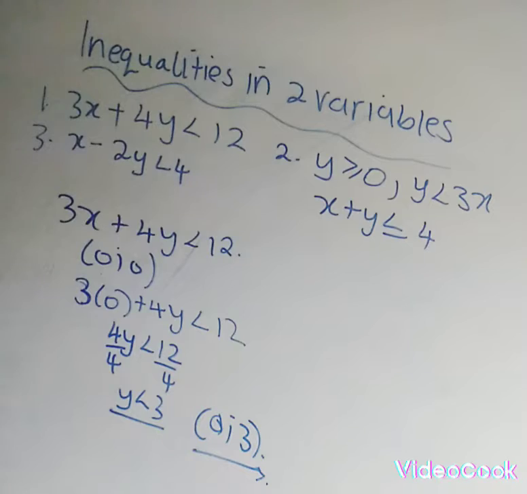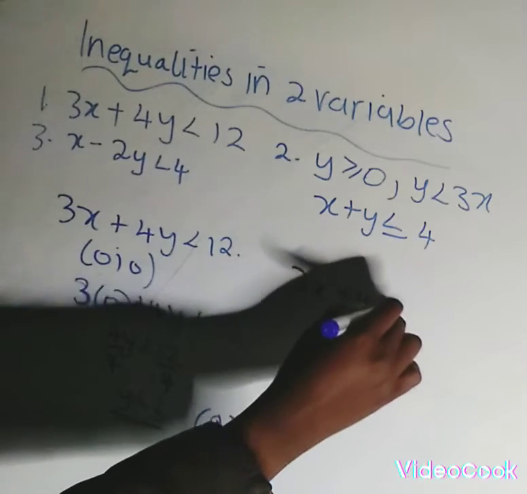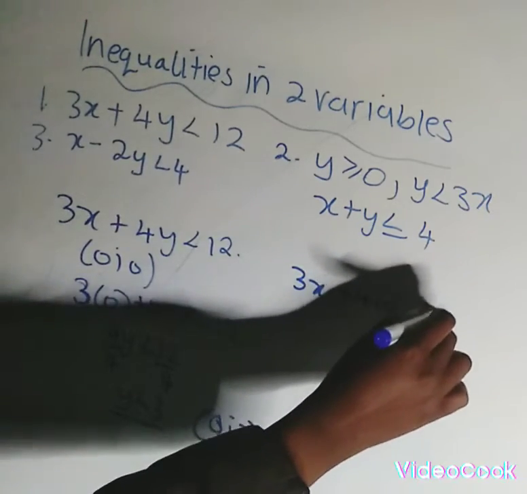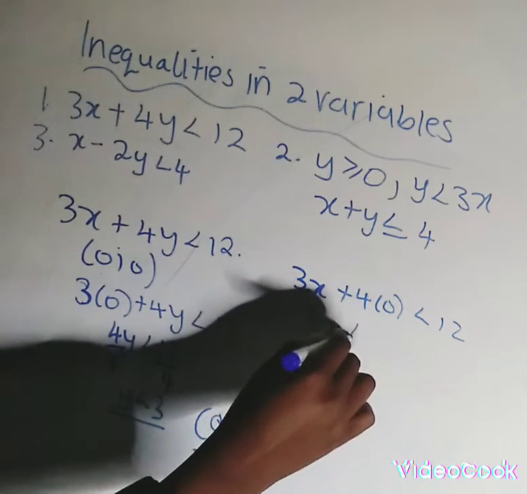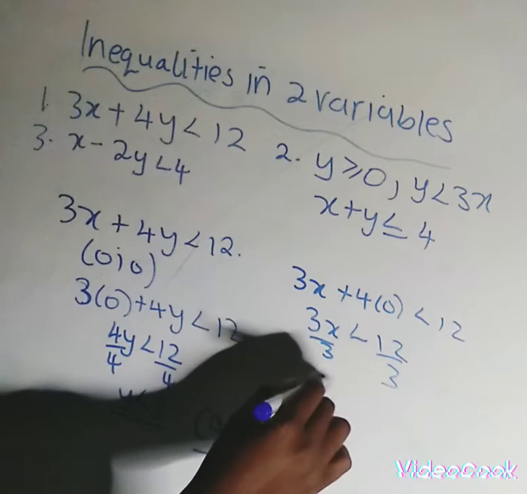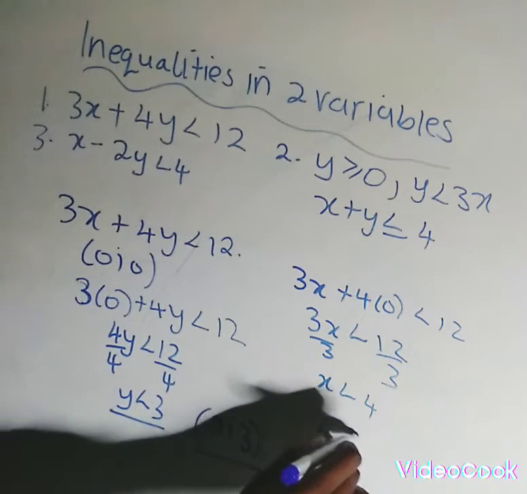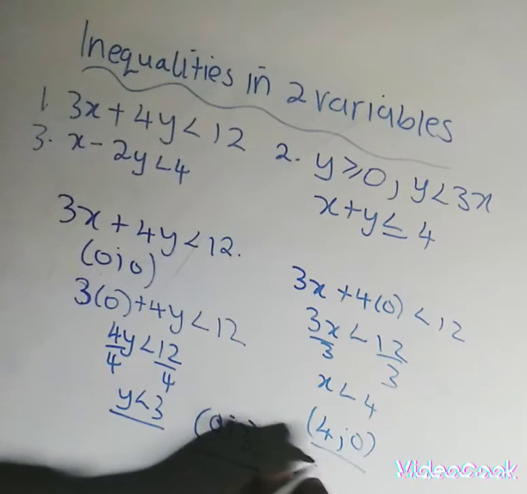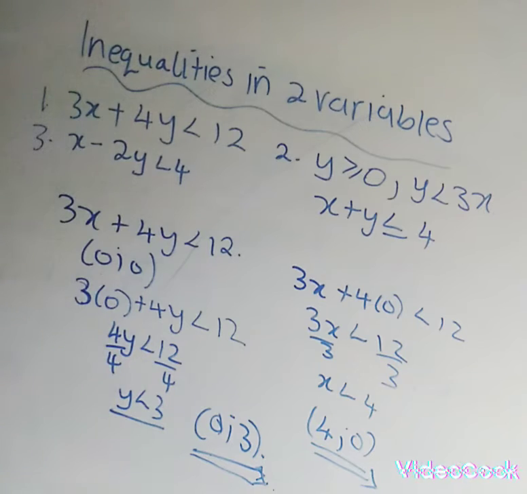Our second coordinate, what is the value of x when y is 0? We will say 3x plus 4 times 0 is less than 12, right? So it's 3x less than 12. We divide by 3 both sides. So our value for x is less than 4. So in other terms, when x is 4, y will be 0. So we got these two coordinates. These are the coordinates that we are going to use to sketch our graph.